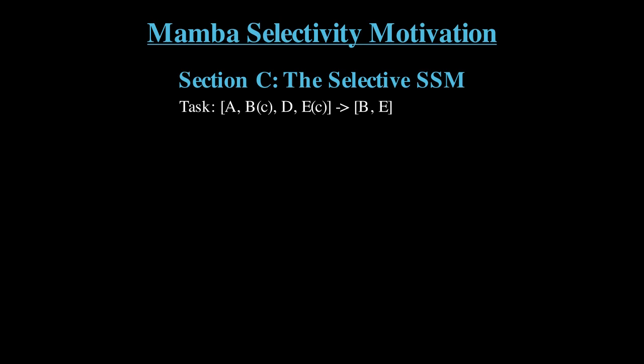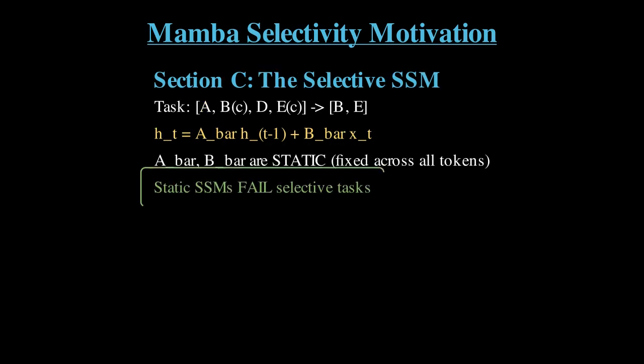A similar idea is selective induction, where a model should copy a specific token pattern whenever it appears. A standard, static SSM fails miserably at these tasks. Why? Because its state matrices A, B, and C are fixed. Every input token is processed and mixed into the hidden state using the exact same dynamics. There is no mechanism to filter or prioritize information.